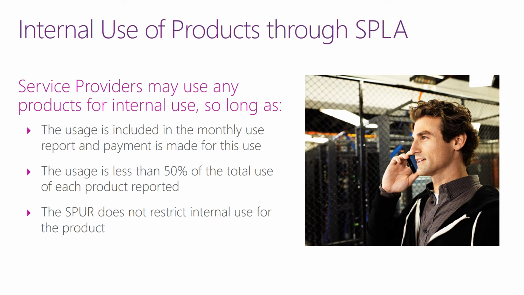The next topic that I want to cover briefly is the internal use of the products by a service provider. And you can see that this is indeed allowed under the SPLA agreement, but there are some rules to be aware of. The first is that the usage must be included in the monthly report and it must be paid for. And in addition, the service provider's usage must also be less than 50% of the total usage for each product that's reported. And it's important that the service provider does check the SPER to make sure that it doesn't restrict the internal use of a required product.